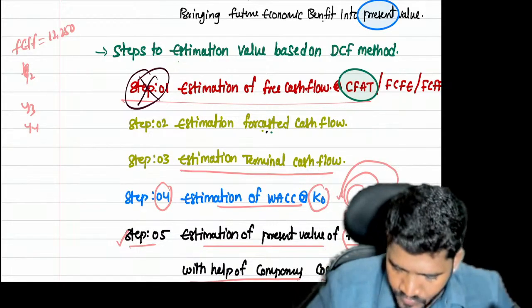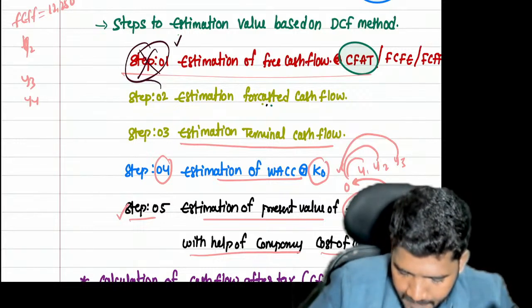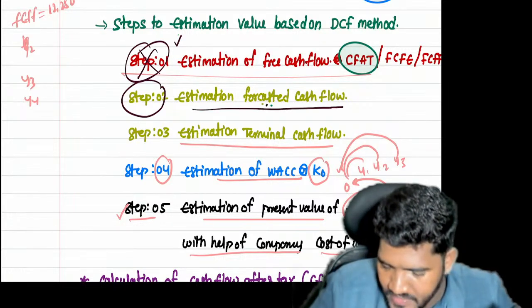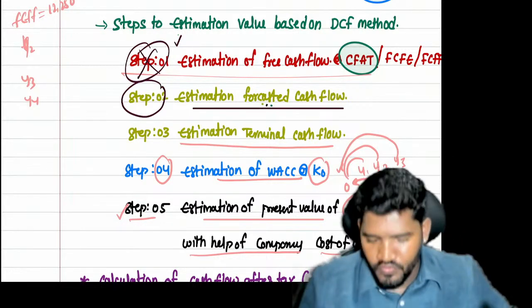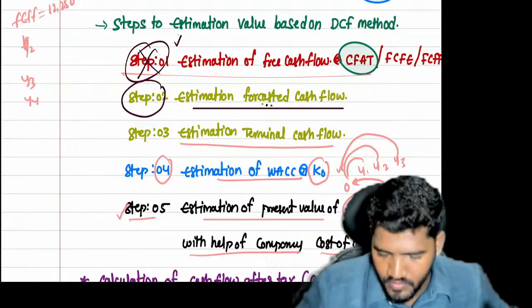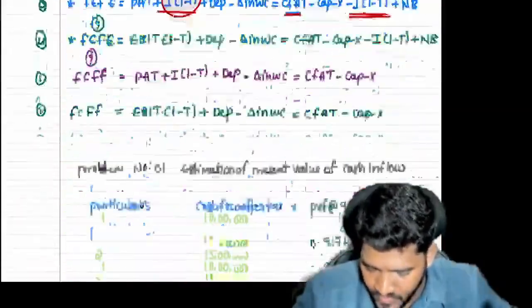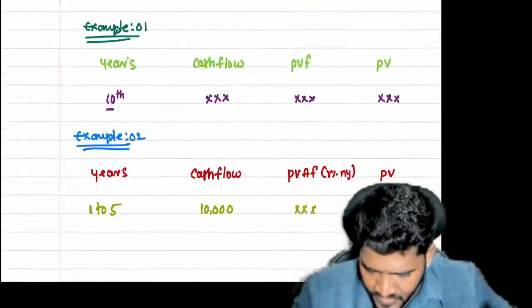Good, good. So step 1 completed. Next, step 2, estimation of forecasted cash flows. For this estimation of forecasted cash flows, we have to discuss four examples, so you will get more clarity.